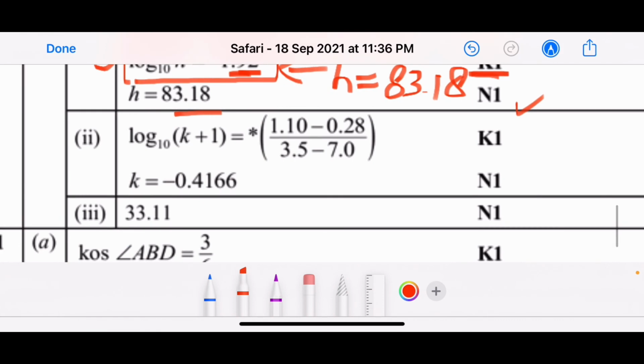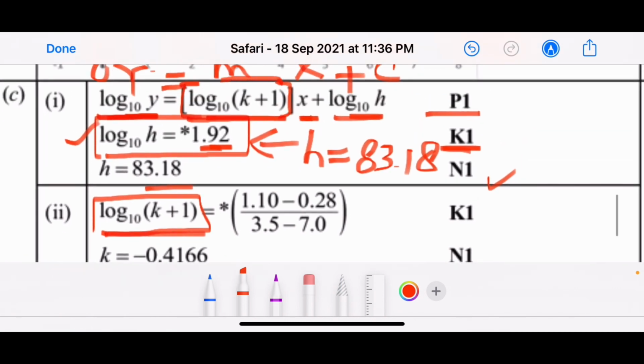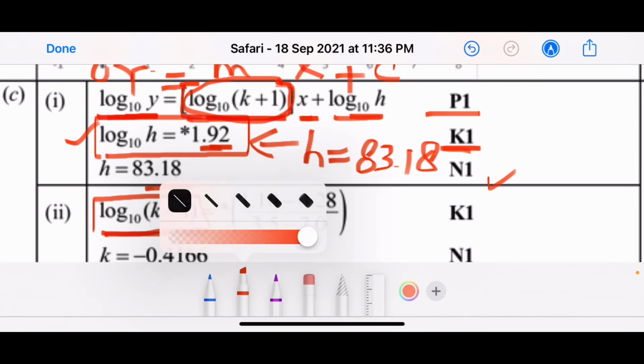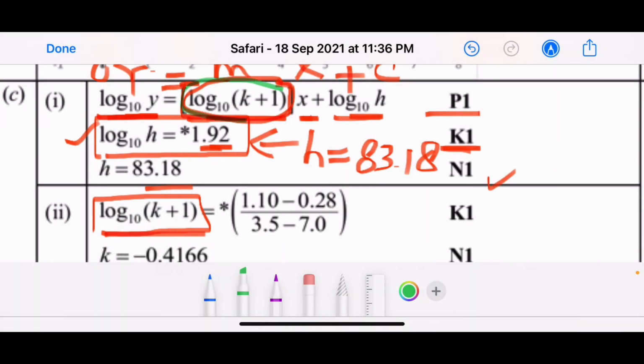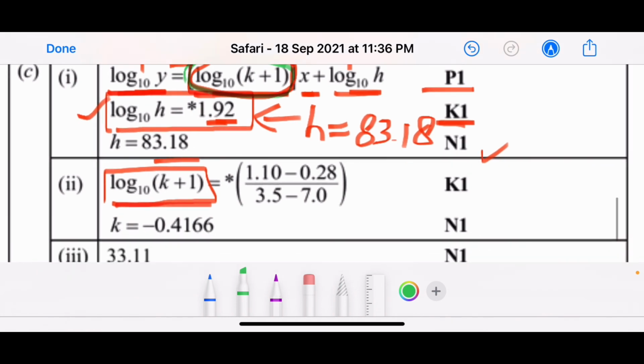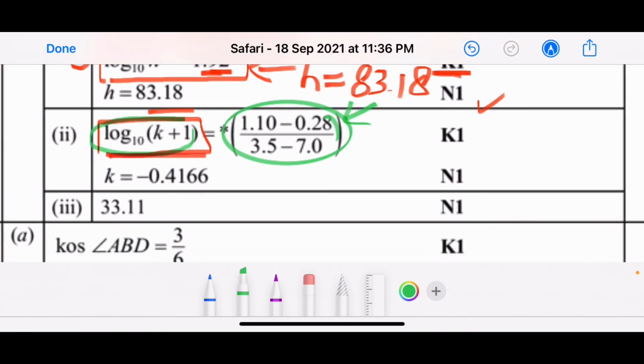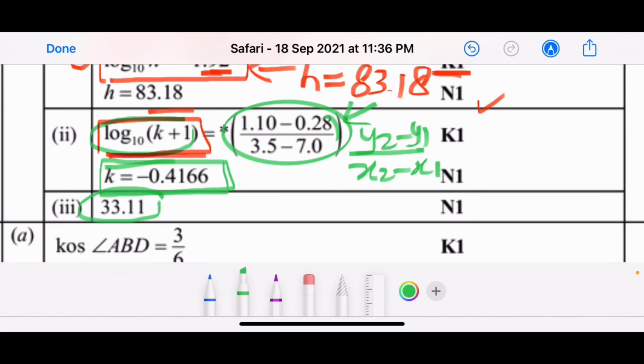Same thing when you equate this one, if you find the gradient only, no marks. You must write this is your gradient, this thing, right? Make sure you know how to get one mark. Okay, this one, don't just find the gradient, all right? You must write this one equal to the gradient. How you find the gradient, you must show. You must show y2 minus y1 over x2 minus x1. Don't just write the answer, I'm showing you that you must use a formula. Then you shift log and minus 1. That's the answer. And finally, this is the answer I explained just now.